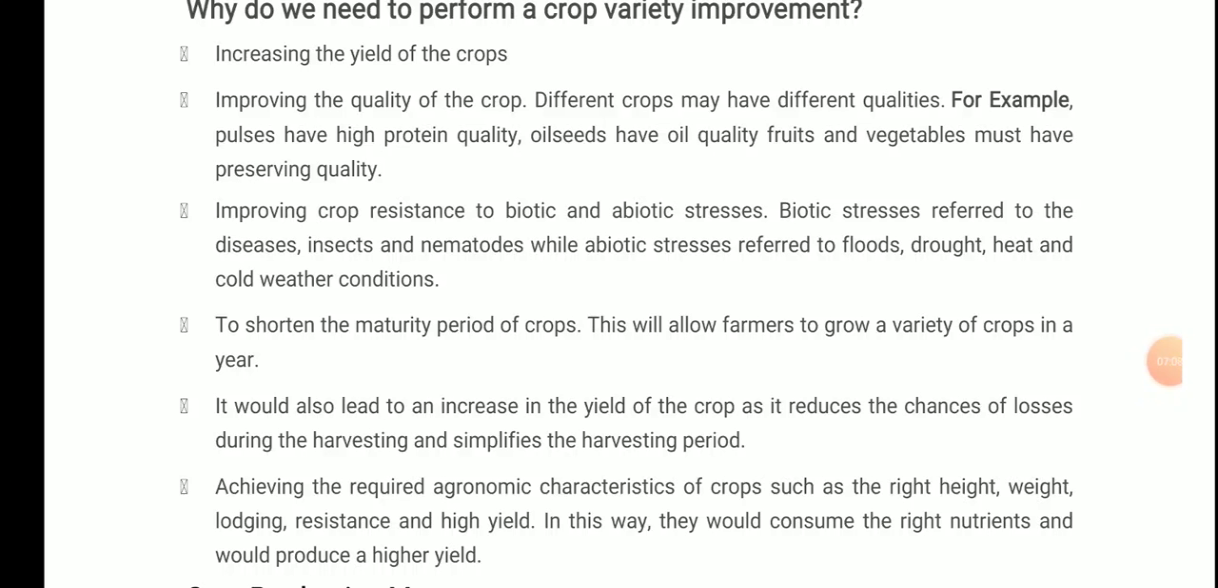Okay, so all these points are favorable for the crop, so that we can get good quality as well as increased quantity of the crop. Why do we need to perform crop variety improvement? Read these points and then we will be moving forward.